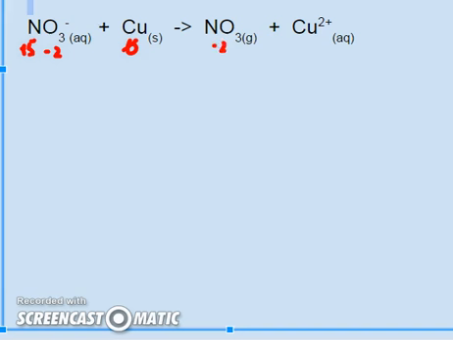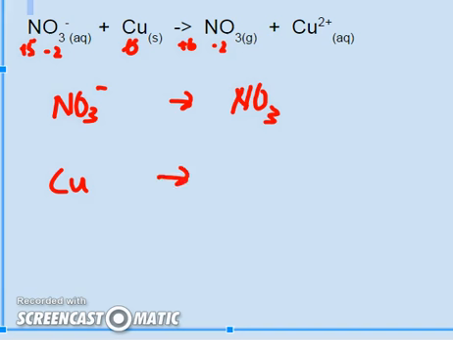On this side, I've still got the -2 for a total of -6, but now nitrogen's become a +6 and copper's become a +2. So if I look at my half reactions, I've got NO3 minus becoming NO3 neutral. I've got copper metal becoming copper 2+ ion. So I don't need to balance anything within these, but I do need to put my electrons in. So here I'm going to need 1 electron for the nitrate and 2 electrons for the copper.